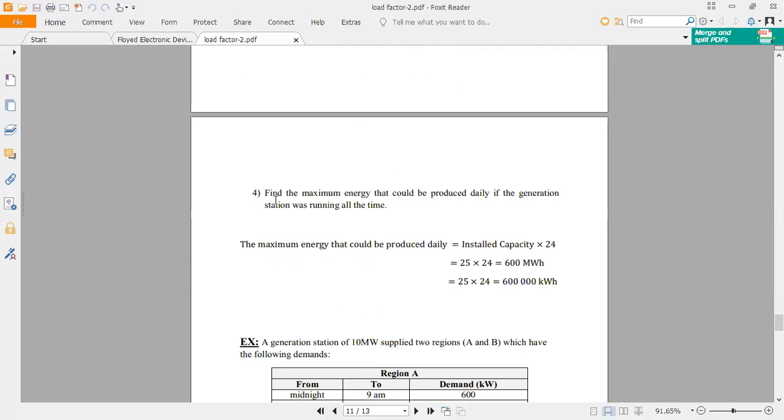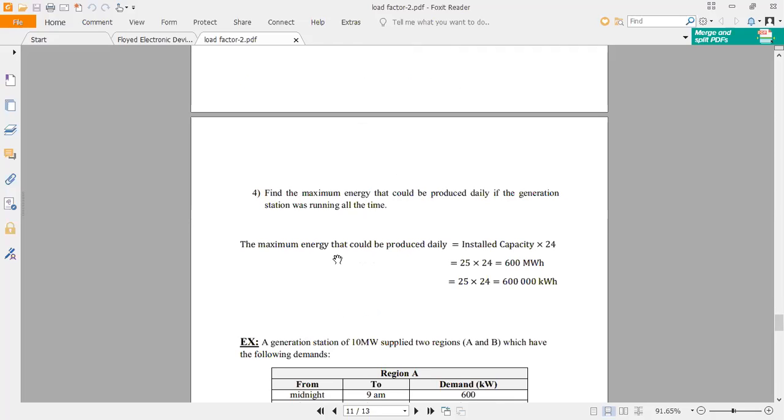Moving towards part 4. Find the maximum energy that could be produced daily if the generating station was running all the time. If the generating station runs all the time for 24 hours, then how much maximum energy could be produced from the power station?